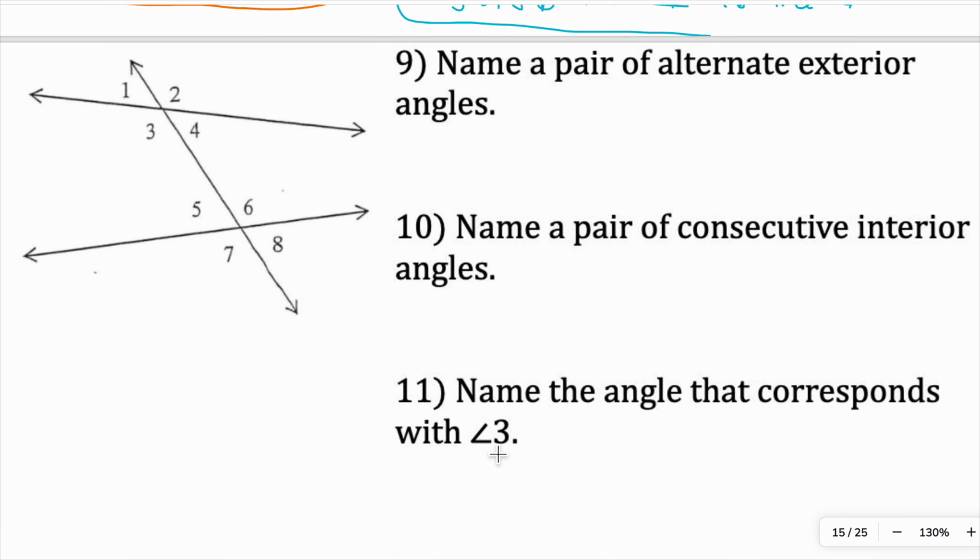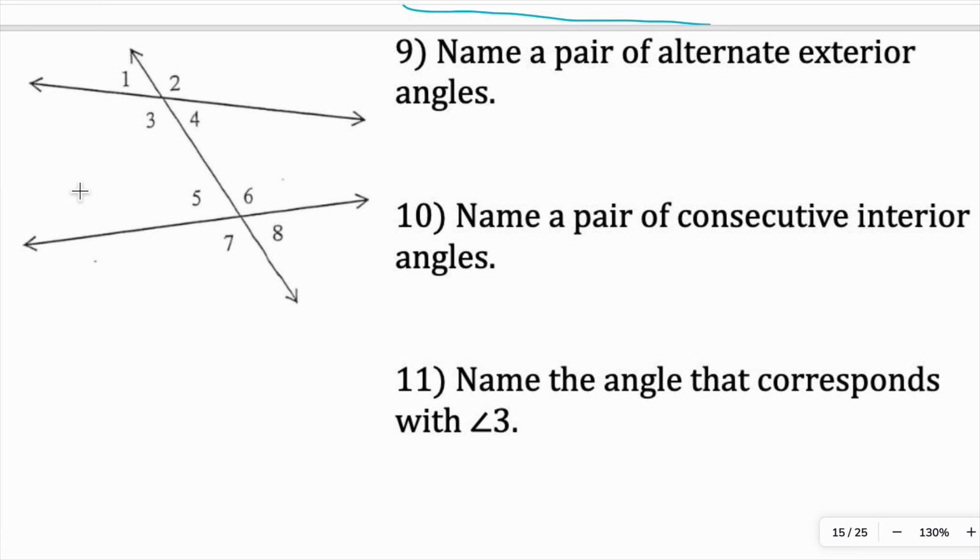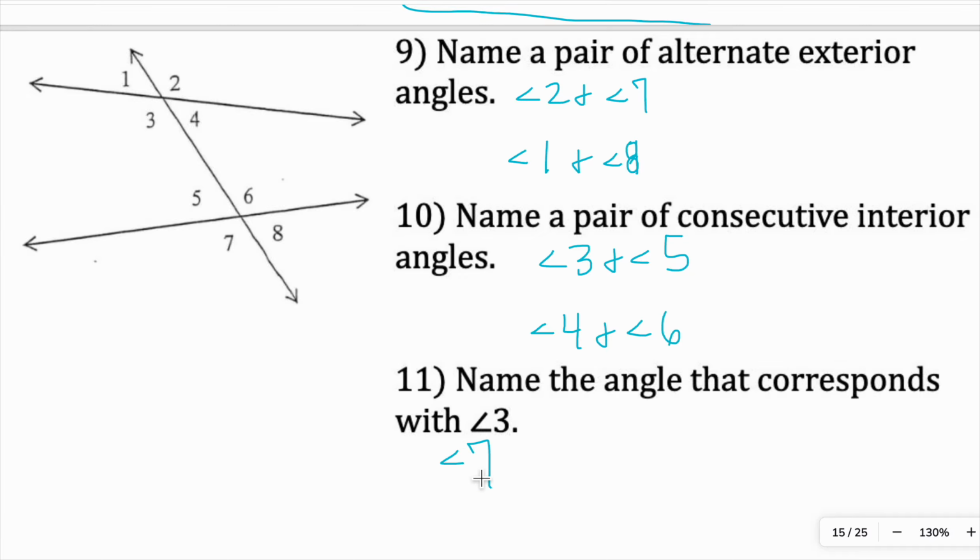All right, next up, name a pair of alternate exterior angles. We're using this picture here. So maybe we can say angle 2 and angle 7. Another pair, angle 1 and angle 8. Consecutive interior angles 3 and 5, or angle 4 and angle 6. And then an angle that corresponds with angle 3, that one's going to be angle 7.